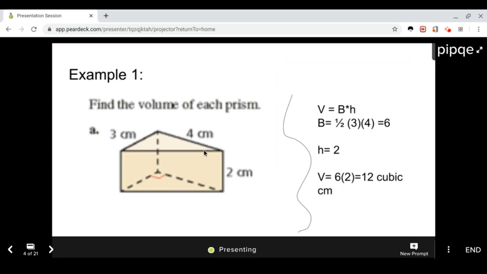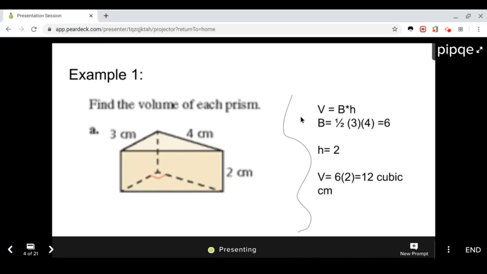So now we're going to do an example. The first one is find the volume of each prism. In this case, it's again volume equals base times height. So the base is going to be this triangle. If I were to find the area of the base, it's finding the area of a triangle. So it's 1/2 times 3 times 4 times the height, which is 2.